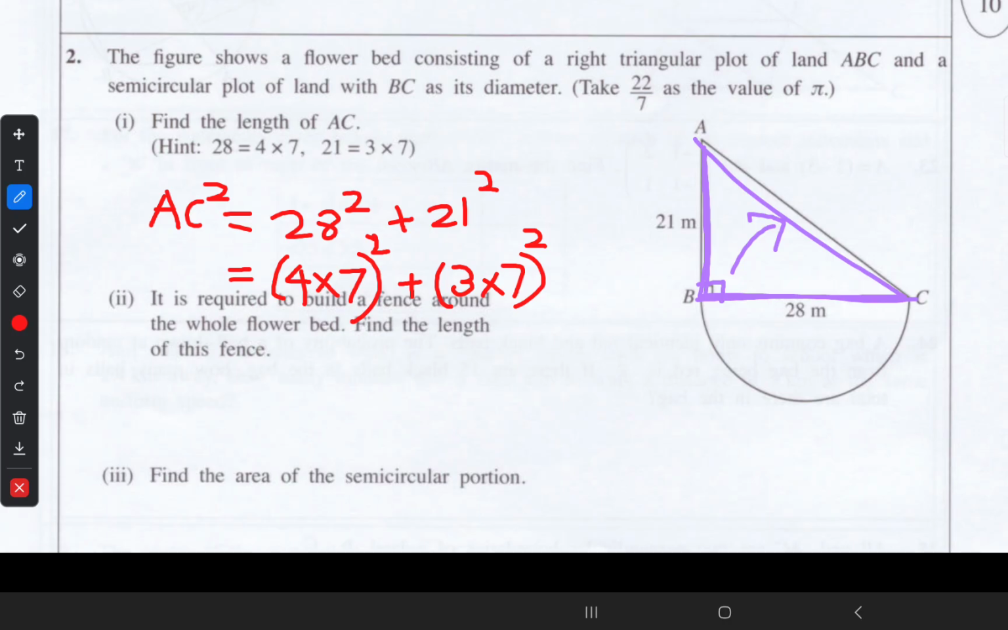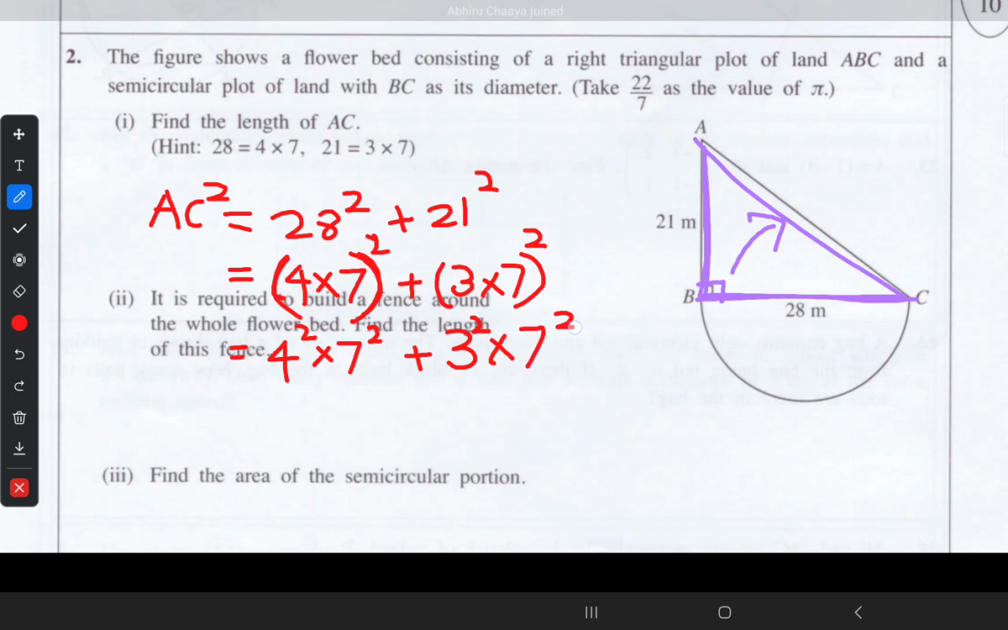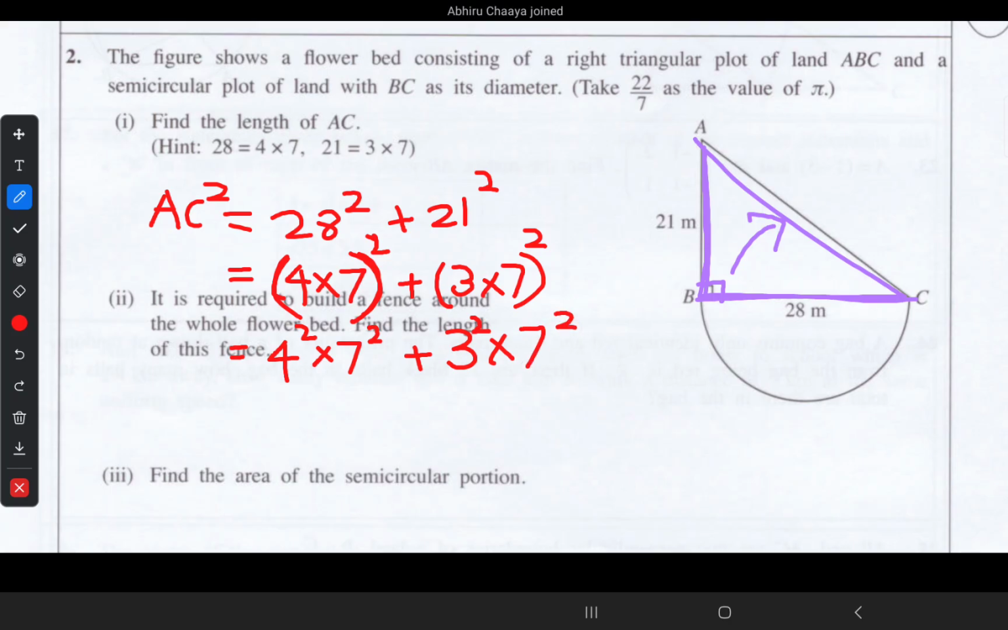Then let's expand this. While expansion, here you can see both have the power. Commonly there is a square. So when we expand this, we can write like this: 4 square multiplied with 7 square. This square belongs to both of these numbers. Plus, here also there is a square: 3 square multiplied with 7 square.